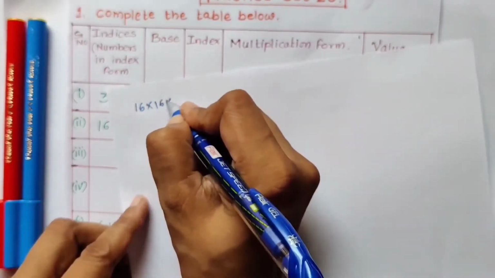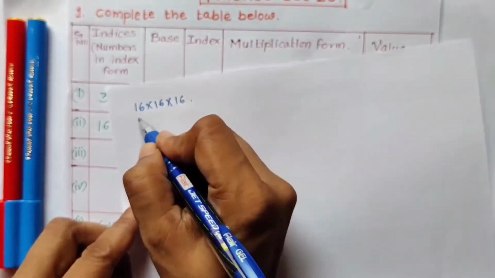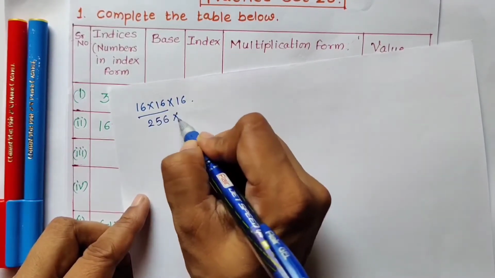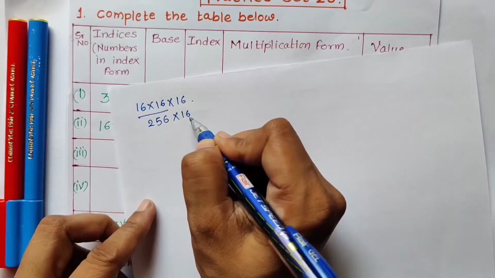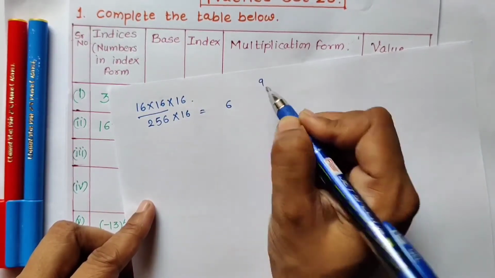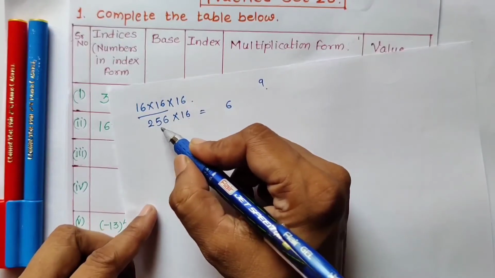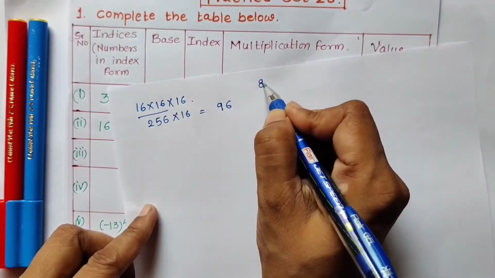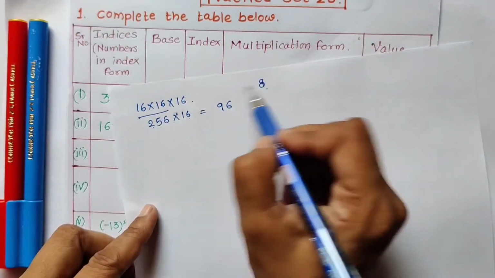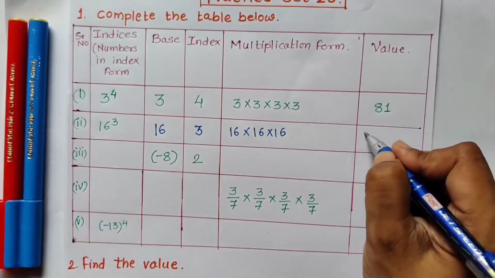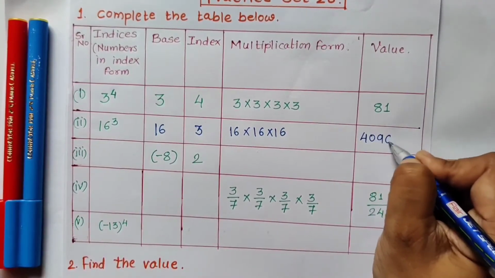Into 16 into 16. 16 16s are 256. You all know the square of 16. Multiply by 16. Now 16 6s are 96. 6 I have written here, 9 carrying. 16 5s are 80. 80 plus 9 is 89. 9 I have to write, 8 carrying. 16 2s are 32. 32 plus 8 is 40. So in this way the answer we are getting is 4096.